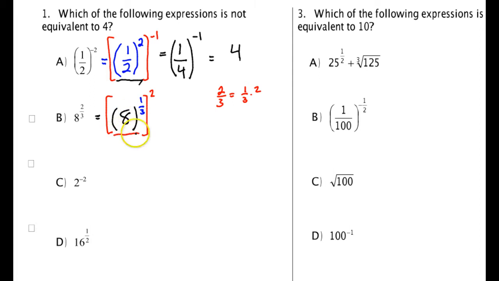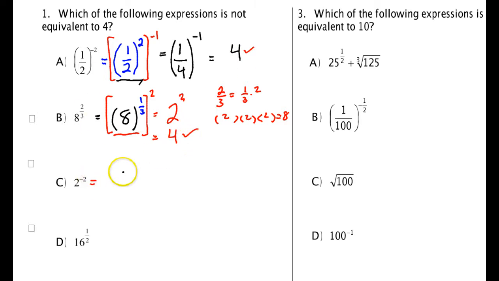So 8 to the 1/3, what times itself 3 times equals 8? Okay, that would be 2. 2 times 2 times 2. 8 to the 1/3 is 2. And we still have to the second power. And 2 to the second power equals 4. So far, both of them equal 4.